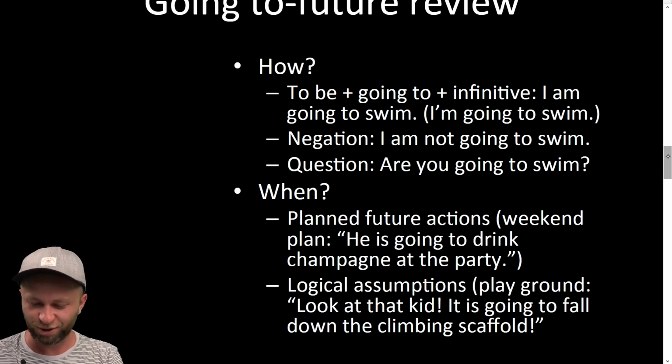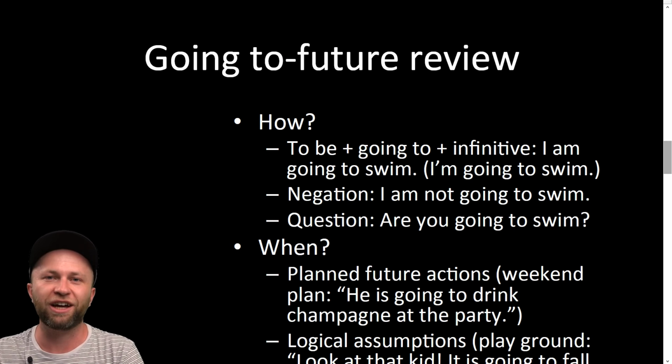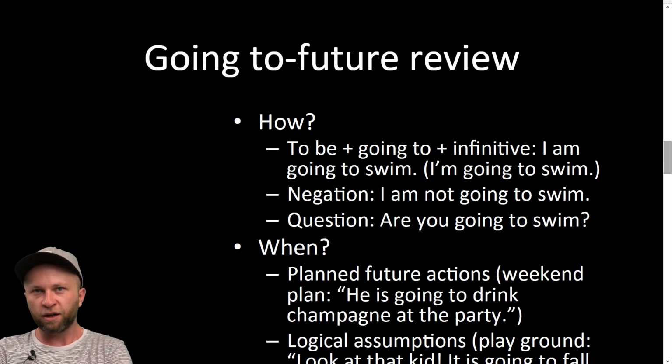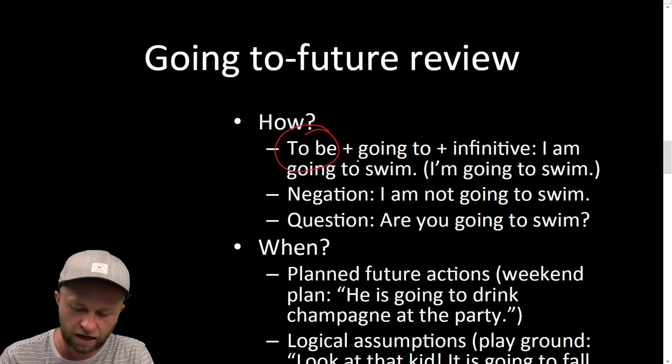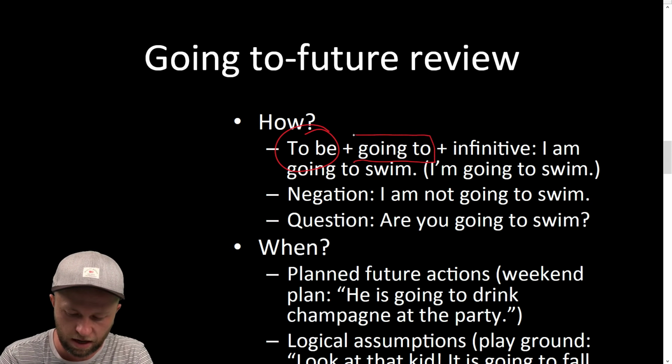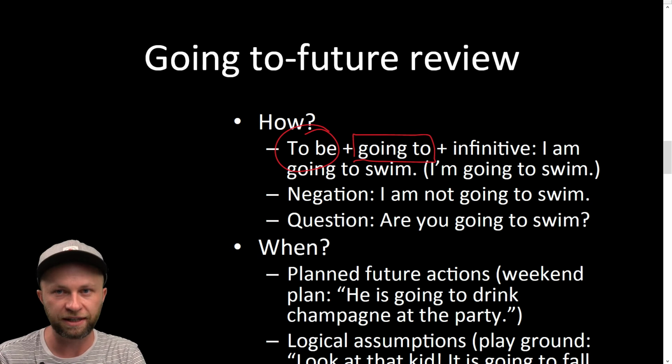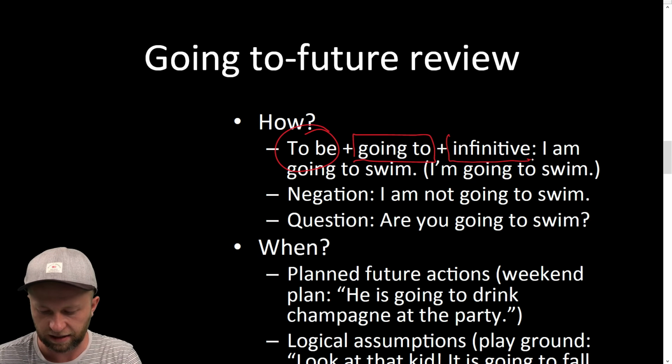Right, the going to future. First, let's have a look at how you put the going to future together. First and foremost, you need the form of to be. We're going to talk about that in a minute. Then, as simple as it is, the puzzle piece going to plus the infinitive.